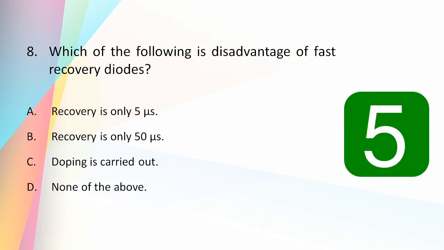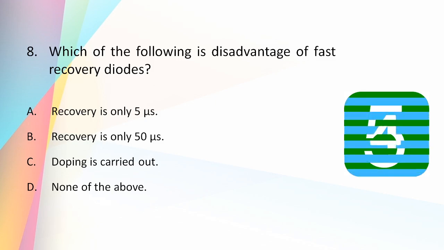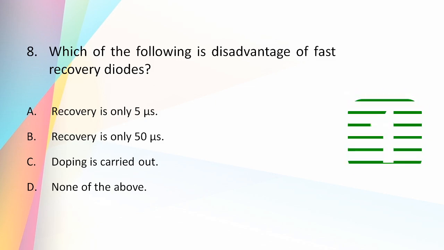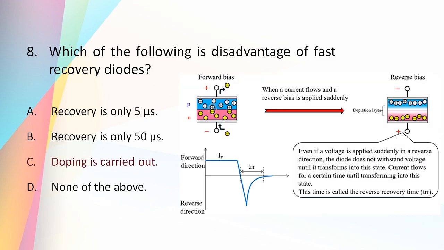Which of the following is a disadvantage of fast recovery diodes? Recovery is only 5 microseconds. Recovery is only 50 microseconds. Doping is carried out. None of the above. And here you go. And the answer is doping is carried out.